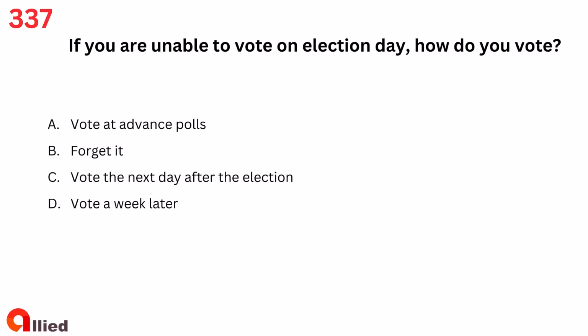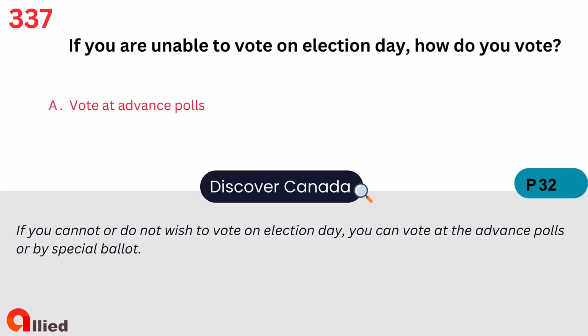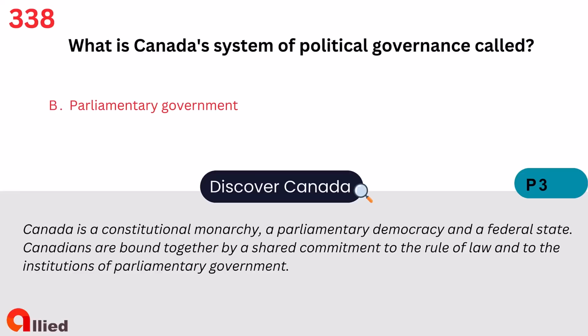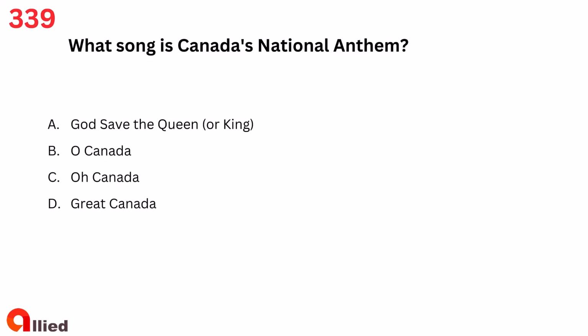Question 337. If you are unable to vote on election day, how do you vote? A. Vote at advance polls. B. Forget it. C. Vote the next day after the election. D. Vote a week later. The answer is A. Vote at advance polls. Question 338. What is Canada's system of political governance called? A. Monarchy. B. Parliamentary government. C. Democratic process. D. Benevolent dictatorship. The answer is B. Parliamentary government. Question 339. What song is Canada's national anthem? A. God Save the Queen, or King. B. O Canada. C. O Canada. D. Great Canada.